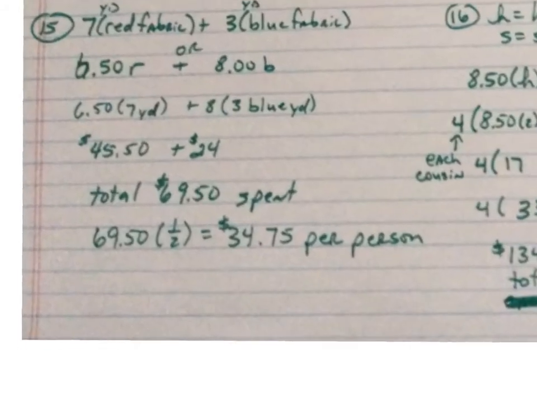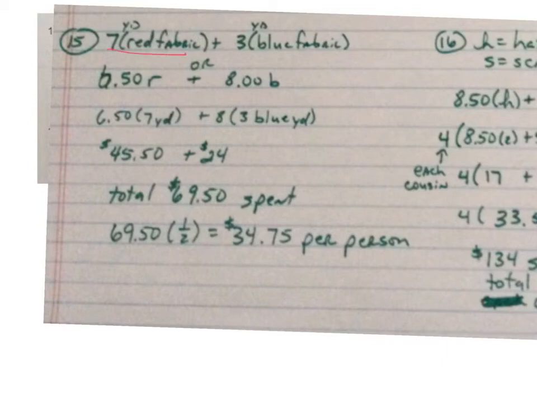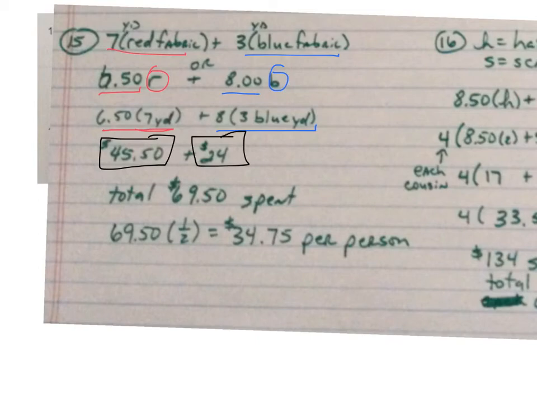All right, so now when I look at that, here's my red fabric and here's my blue fabric. Well, it's $6.50 for the red fabric for every yard and $8 for every yard of the blue. Well, if you notice, I got 7 yards of red, so that's 7 times $6.50, and I got 3 yards of blue. 7 times $6.50 gave me $45.50. 8 times 3 gave me 24, so total was $69.50 spent on all of it. Now, since they shared it, we're going to cut it in half. That means it's $34.75 per person.